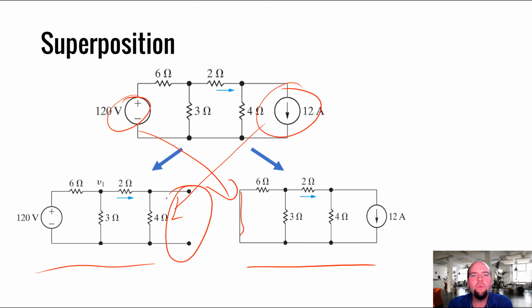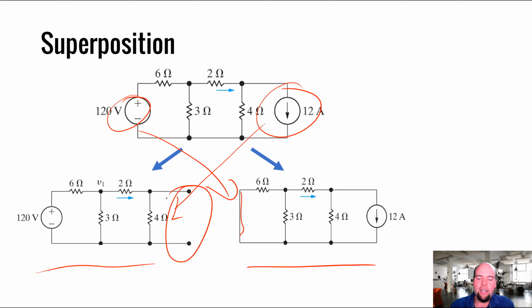When we remove a source from a circuit, what we mean is we have to set the source to 0. And we already talked about when we found equivalent resistance, setting a source to 0 means a 0 volt voltage supply is a wire. A 0 amp current supply is a broken wire, right? It's a break in the circuit. So we replace current supplies with open circuits. We replace voltage supplies with short circuits.